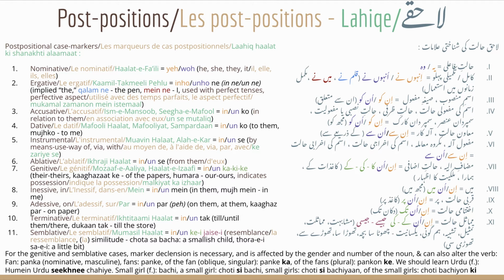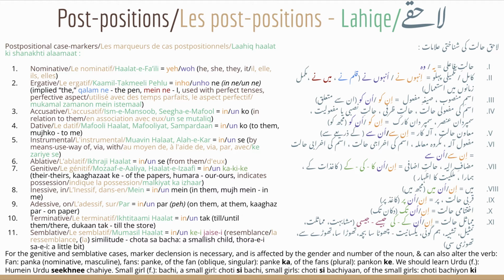Terminative is ikhtitami haalat, so intak or untak, like till something or somewhere. So dukan tak, till the store. Semlative, wasil haalat, so inke or unke or unki, jaser, jesi. When it's using this it is a bit more complicated. When it's using just in or un, it has to have a jese. But when there's an actual noun, it becomes sa.